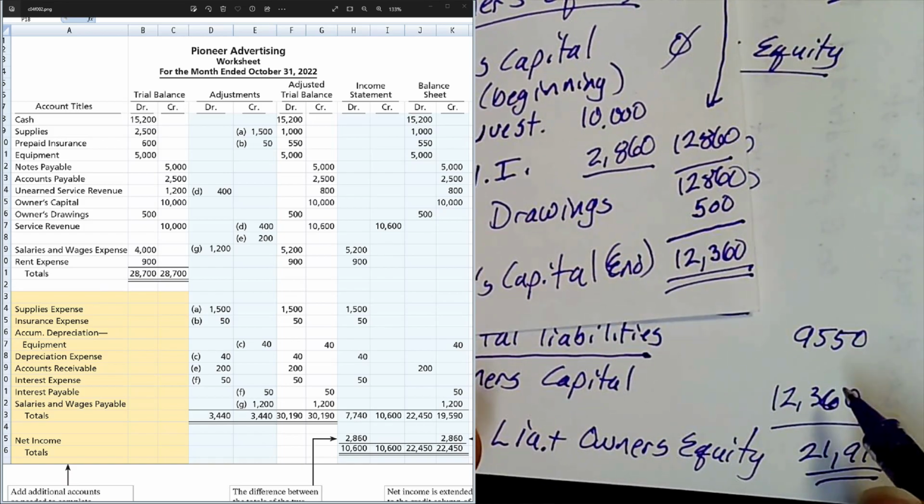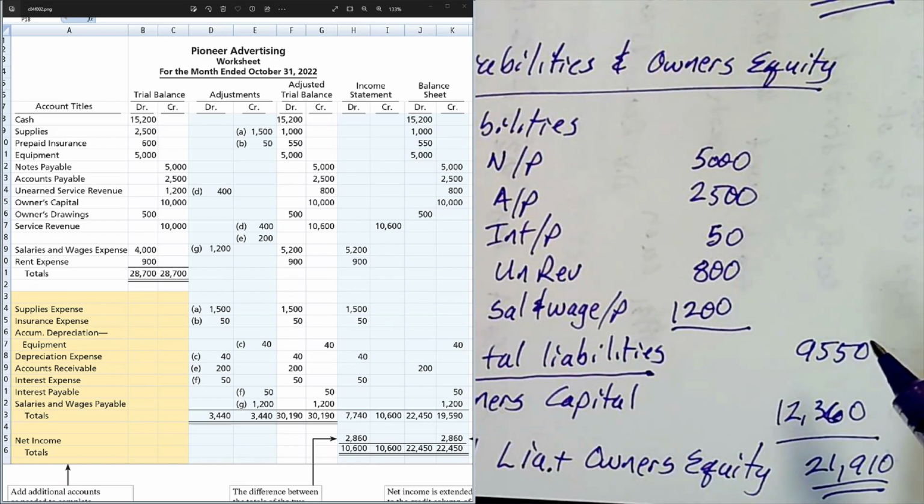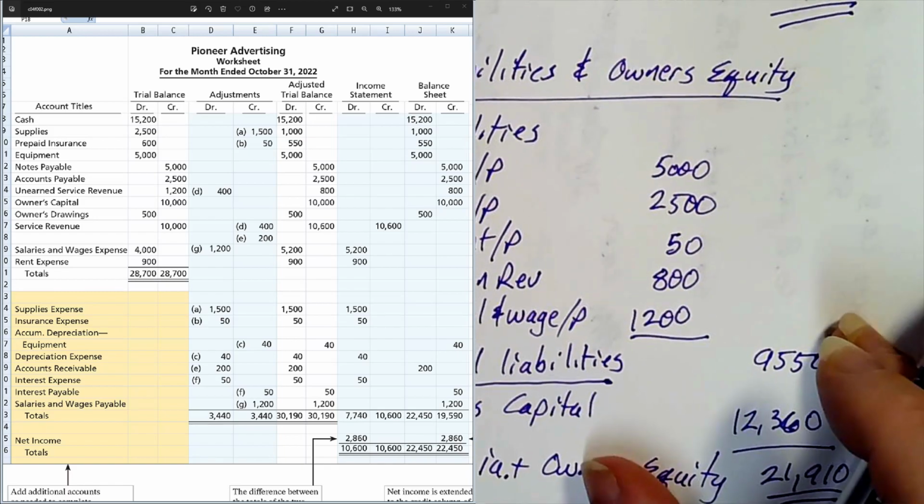So if you get to this point and you get stuck and your balance sheet doesn't balance, 9 times out of 10, it's because you're not using the new owner's capital that you just calculated in the previous statement. So use that number and then things should work out.